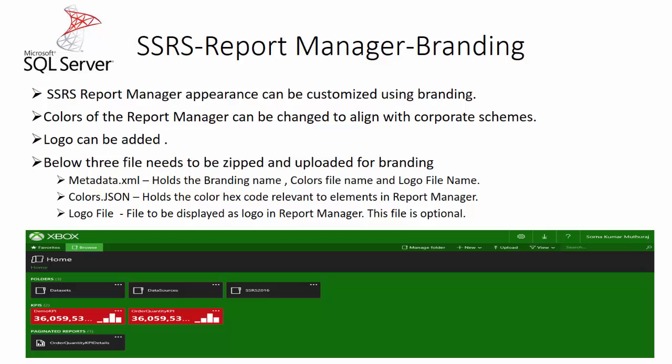And the second file is colors.json, which will hold the hex code for each and every element. For example, if you want to apply a different set of colors for the KPI, we need to put the appropriate hex code into this file. This file name can be anything, but if you change the file name here, the metadata.xml also should have that same JSON file name, so that it will recognize which file it needs to look at for these color codes.